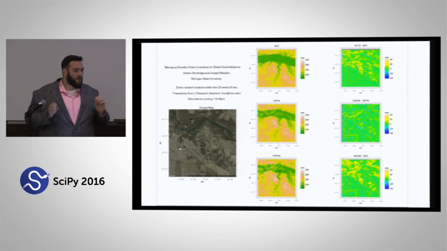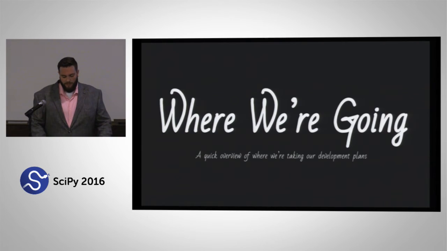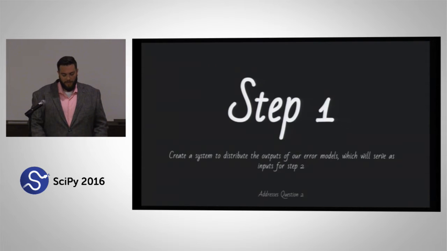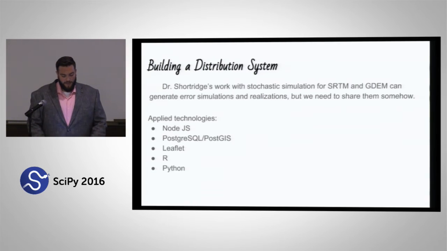So this is kind of how it worked. We could use Python to pull pieces out and do analysis on them. But that's not really enough for us because we want to share this with the world and not just limit it to people at MSU with our Python API. So the first thing we're going to do is create a system to distribute these error models over the web.